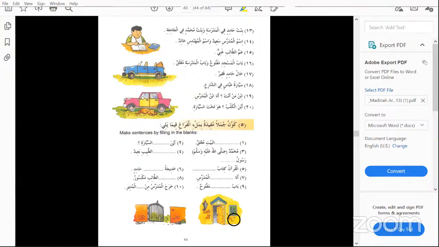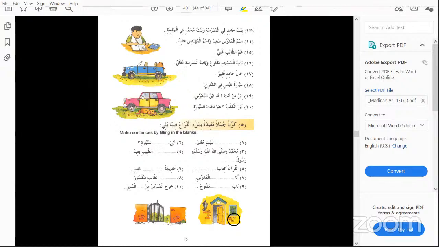Ibnu Man Anta. Whose son are you? Ana Ibnul Mudarrisi. I am the teacher's son. Ainal Kalbu. Where is the dog? Huwa tahta sayyarati. It is under the car. Jazakallah, sister. Thank you very much. Can I have next on the mic Sister Fatim? Yes. Sister Fatim, I want you to do 1 to 5.